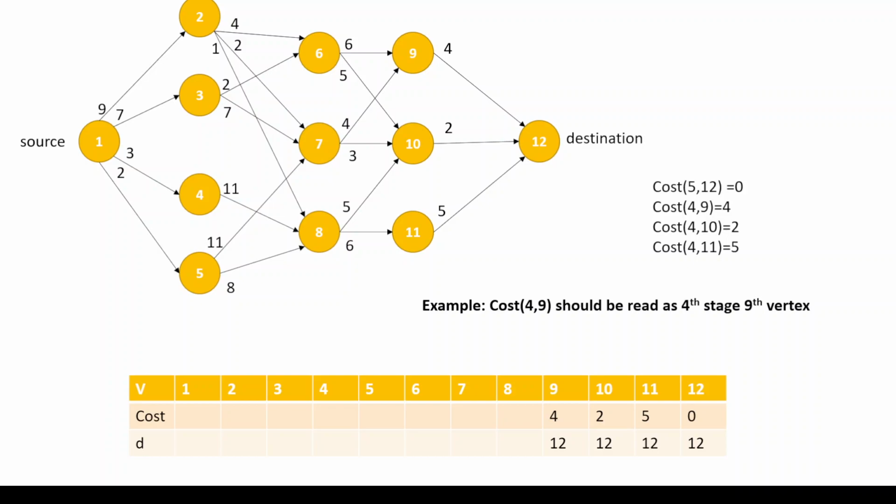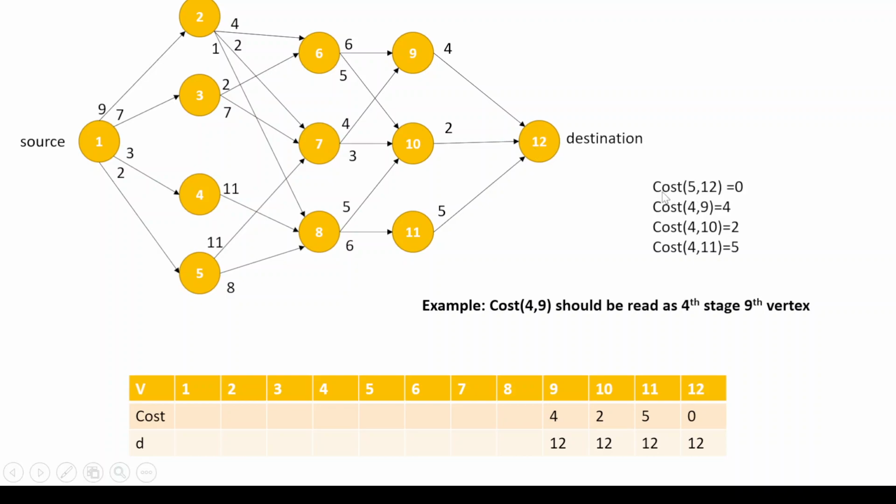Now let us consider, in this case we will be considering the destination vertex and then moving backwards as discussed in the previous video of multi-stage graph. So let us find the distance between the fifth stage 12th vertex to the destination.